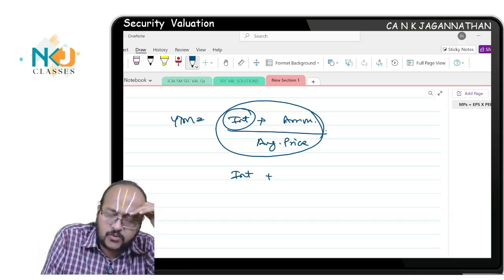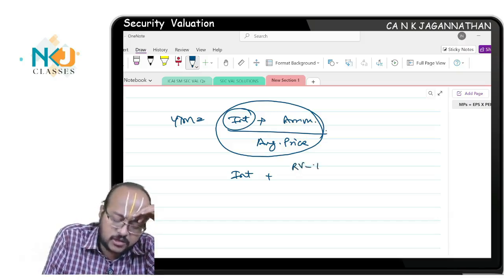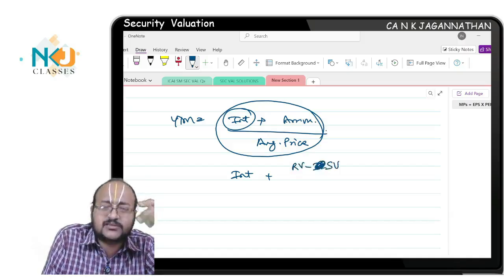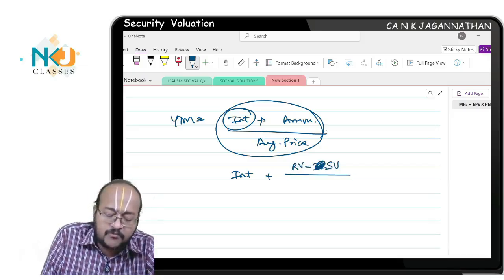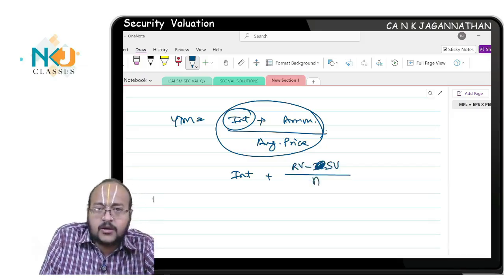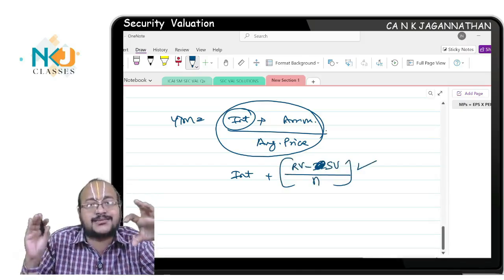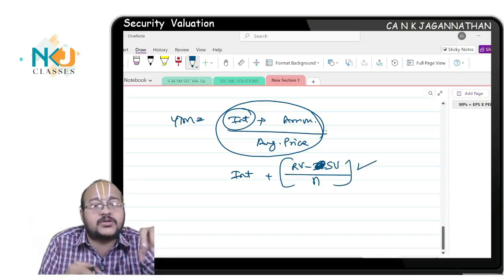So what do you do? You amortize it over 3 years. Simple. First you need to compute redemption value minus issue price, or the subscription price, divided by the amortization period, the period of the bond, N. This will give you the amortization, the amortized capital gain you earn each year.